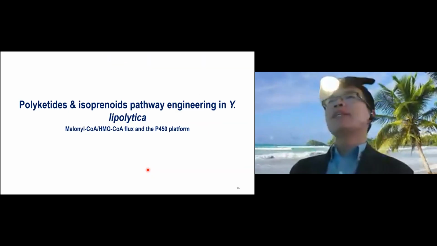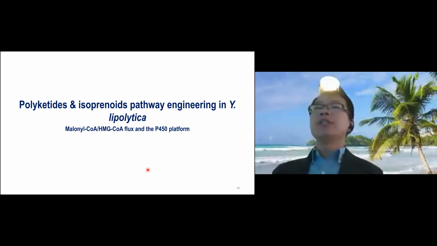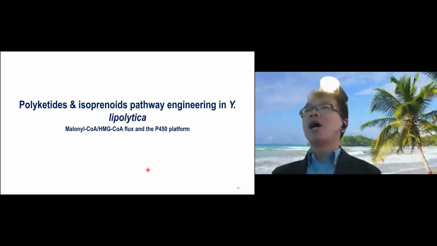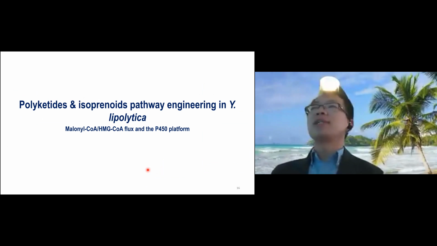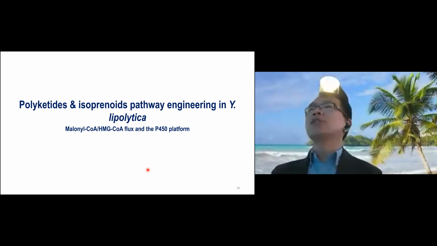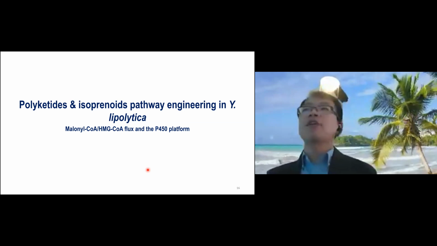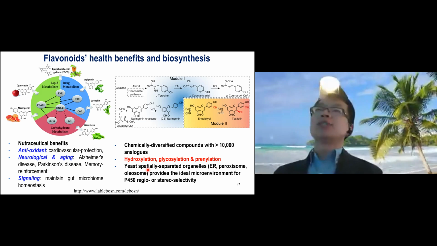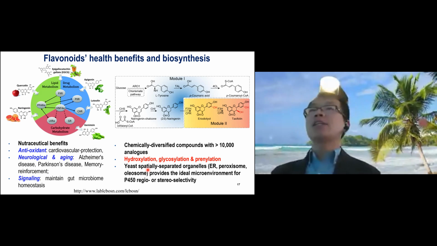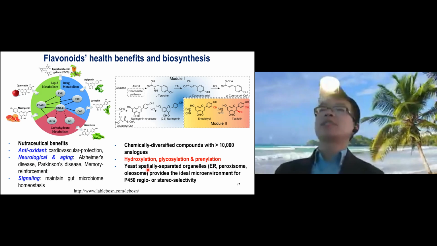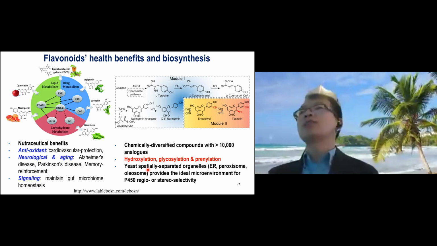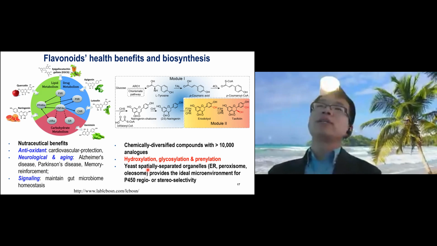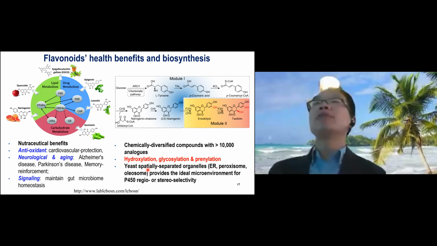The next part I want to demonstrate is that we can use this yeast to make polyketides and isoprenoid-based natural products, which are high-value compounds. For this, we take advantage of the malonyl-CoA and HMG-CoA flux, and the P450 expression platform in this yeast. Why are we interested in flavonoids? Flavonoids are nutraceuticals and antioxidants, and they have cardiovascular protection. They can slow down the aging process and are very good at protecting our neurological system. People have demonstrated they are effective for Alzheimer's disease, Parkinson's disease, and memory reinforcement.